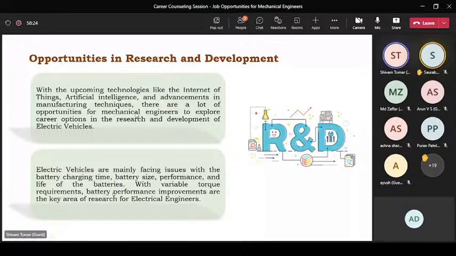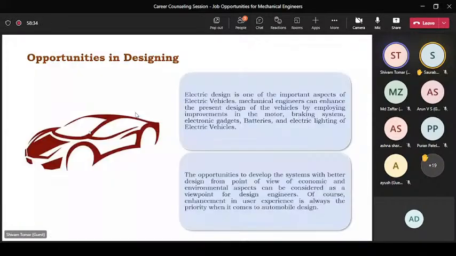Okay, opportunity in design. As we talk about electric vehicles, design is one of the most important aspects. Mechanical engineers can enhance the present design of the vehicle by employing improvements in the motor, braking system, electronics, battery, and electric lightings of electric vehicles. The opportunities to develop systems with better design from the point of view of economics and environmental aspects can be considered an enhancement from the viewpoint of the design engineers.